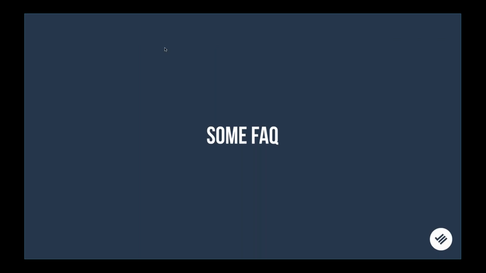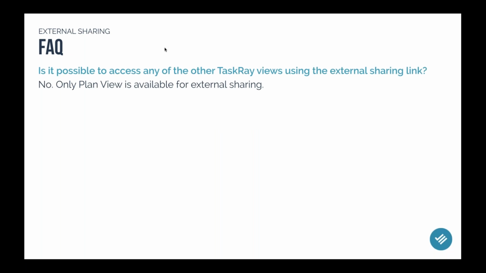All right, so finally, since we've released this feature, we've already gotten some questions about it, and I just gathered some frequently asked questions right here that we would like to answer. So the first question is, is it possible to access any of the other TaskRay views using the external sharing link? So by default, like I showed you, only plan view is available, and that is actually the only view that the link will give access to on the project. So it's just for plan view, none of the other TaskRay views.